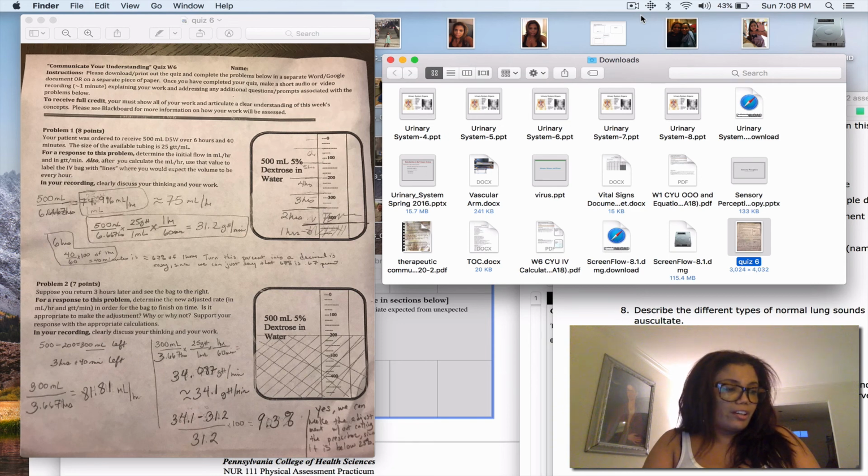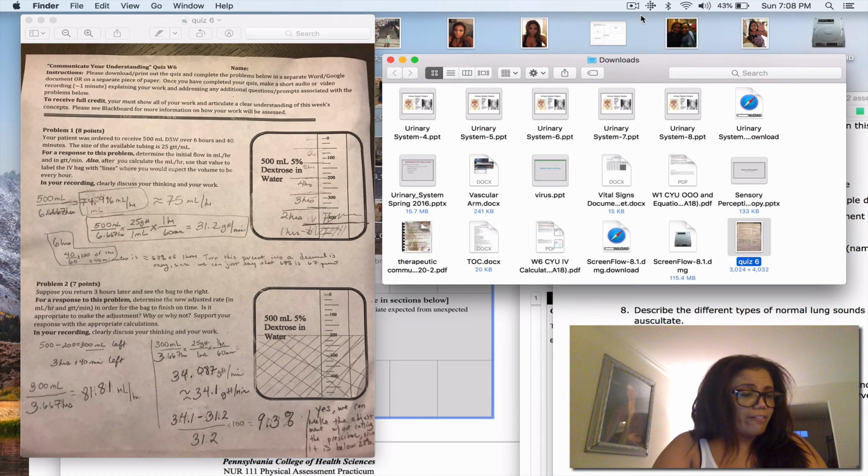So the second part was the same, but we returned 3 hours later, and we had to find a new adjusted rate, again in milliliters per hour. So at this point, we were left with 3.667 hours and only 300 milliliters.